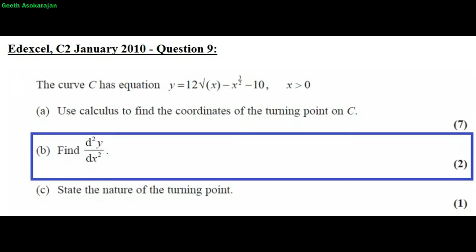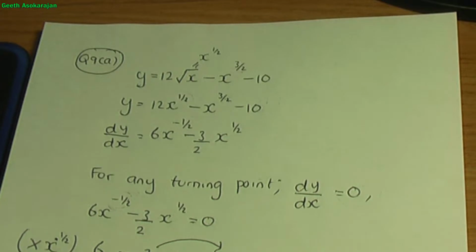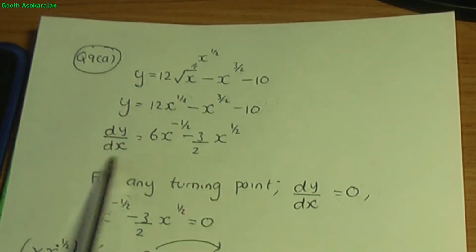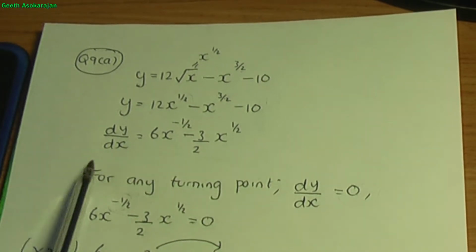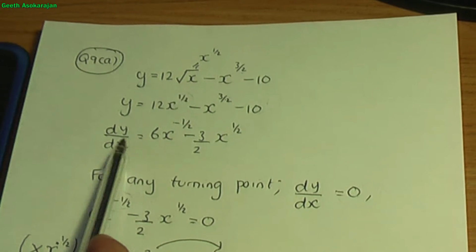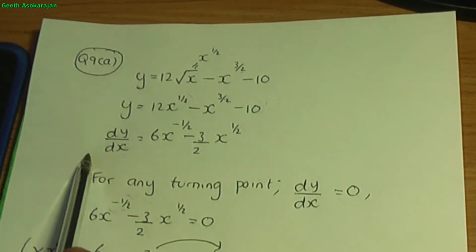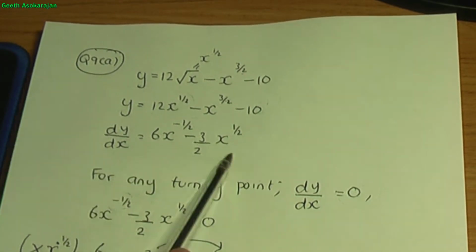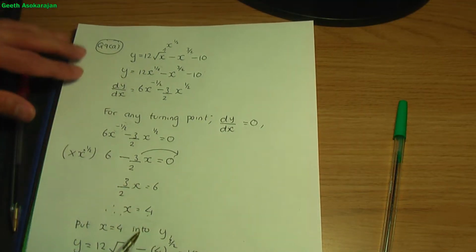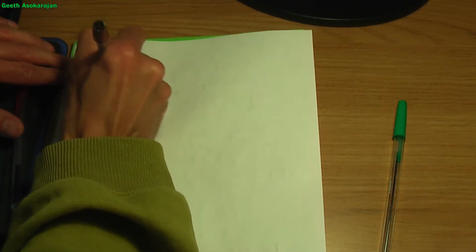So let's go back to the paper and pen. Now to find d2y over dx squared, we need to differentiate dy over dx again, or in other words, we need to differentiate y 2 times. So since we have dy over dx, let's differentiate again. Let's work out d2y over dx squared. So let's copy the dy over dx solution. On the reverse, here's part B.